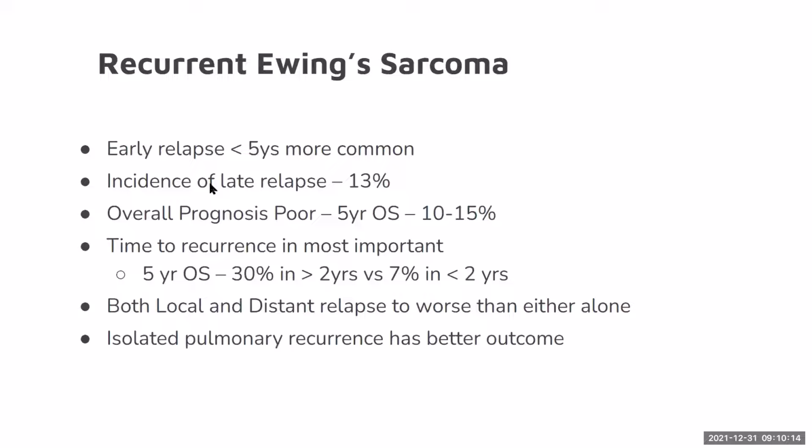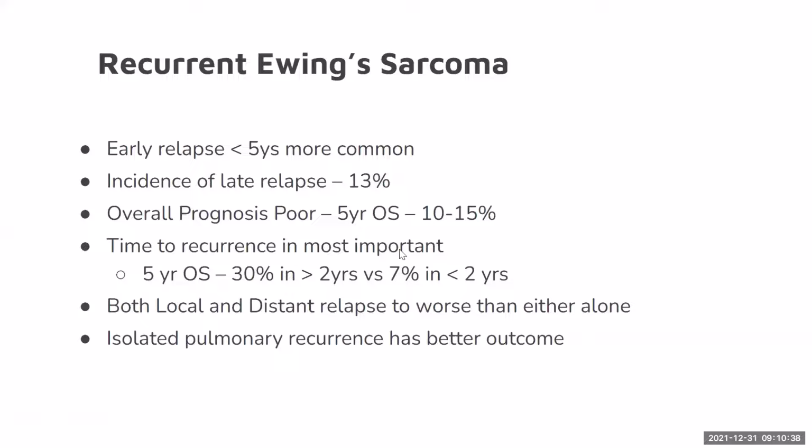Let's come to how we treat recurrent Ewing's sarcoma. Most of the relapse occurs in less than 2 years. 80% of the relapses will occur in less than 2 years. Hardly are there relapses after 5 years. Incidence of late relapse is still noted at around 13%. The overall prognosis in recurrent Ewing's is poor. 5-year OS is around 10 to 15% only.